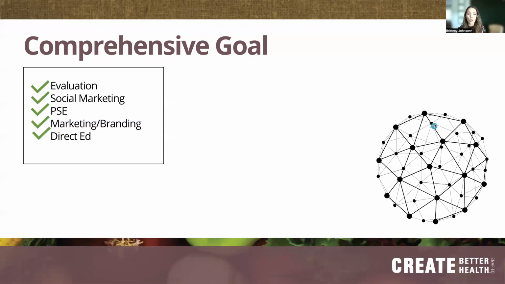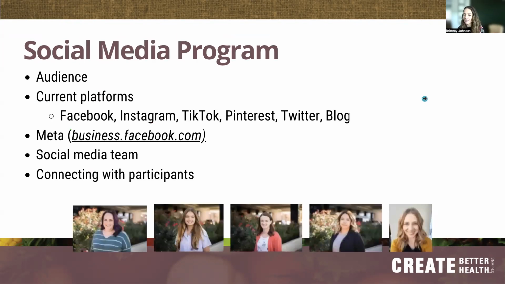Okay, so the main goal of social media is to support the other program areas, more of a comprehensive approach. So we're supporting evaluation, social marketing, policy, system and environment work, as well as marketing, branding, and direct education. You're probably already seeing throughout this training that each one of these elements ties into each other to create our comprehensive program. So today throughout this training, we'll be talking about your role as a social media ambassador, as well as how it ties into the rest of our programs.